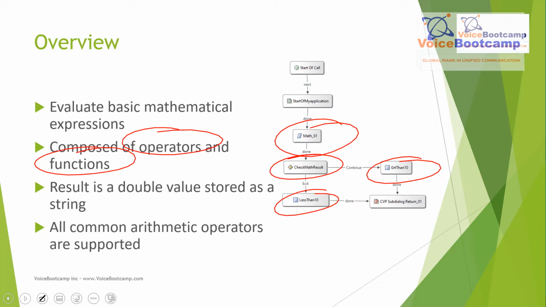So in our example, we're going to simply supply two values. The math element will calculate that, and then, based on the value provided by the math element, the decision element will check if the end result is greater than 10. Then we're going to play the greater than 10 audio file. Otherwise, we're going to play the less than 10 audio file.